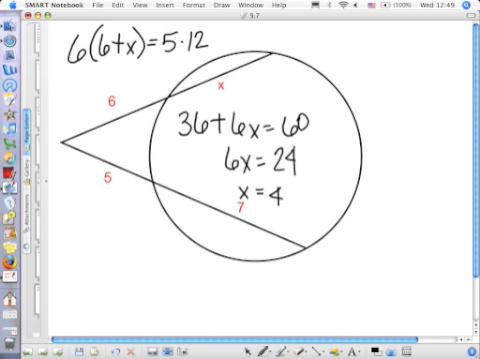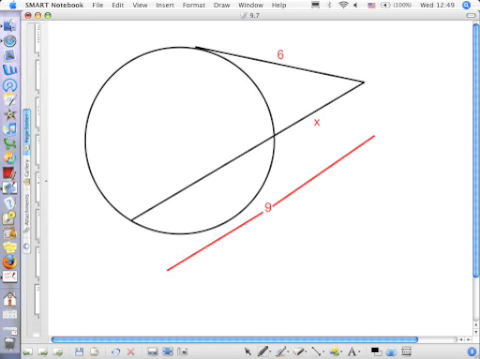So, like I said, understanding the relationship is the easy part. It's just making sure you can do algebra. Is this algebra 1 or 2?